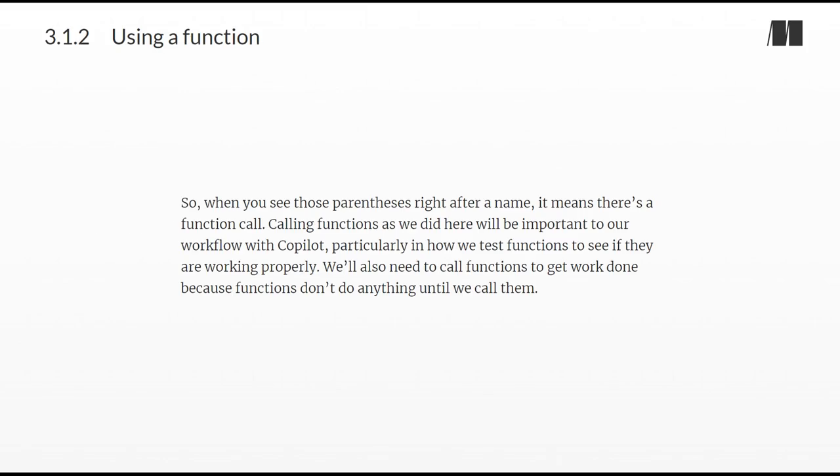It's okay if you aren't comfortable with all the details here, but what we want you to recognize is when a function is being called, as in the following. See this code? The general format for a function call is. See this code? So when you see those parentheses right after a name, it means there's a function call. Calling functions as we did here will be important to our workflow with Copilot, particularly in how we test functions to see if they are working properly. We'll also need to call functions to get work done because functions don't do anything until we call them.